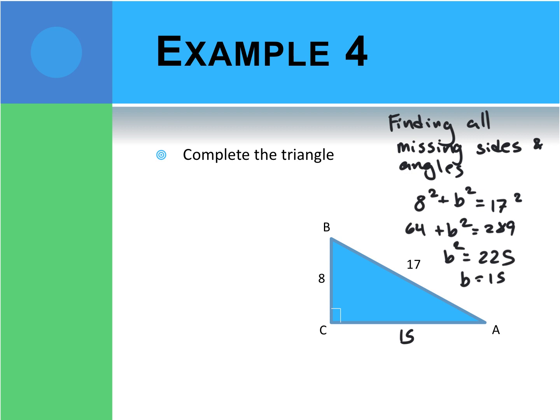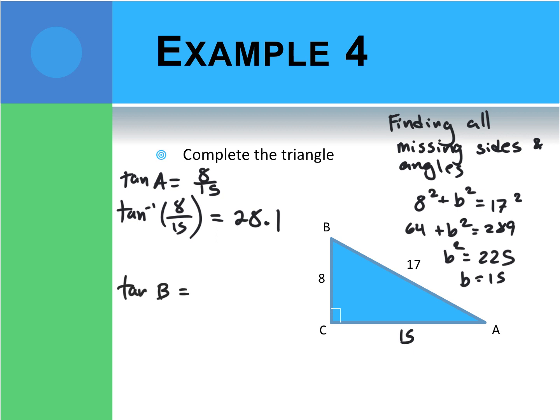Now let's find the angles. So let's do tangent of angle A is opposite over adjacent, so it's 8/15, the number that we found. So we're going to plug in the tangent inverse of 8/15, and that's going to give us 28.1. I'm rounding to the first decimal. And tangent of B is going to be 15/8. So we can do tangent inverse of 15/8. That's going to equal 61.9. Now, if you add these two, they add up to 90, so we know we're good.